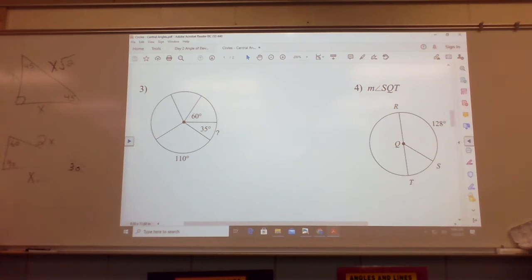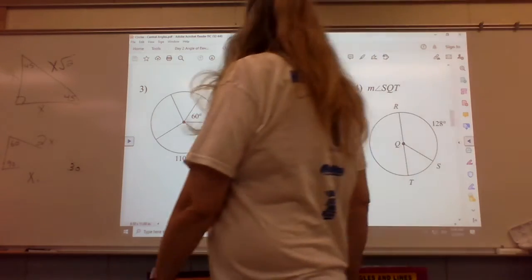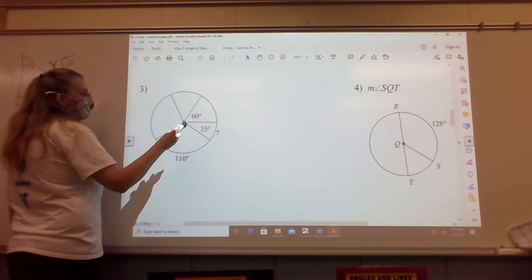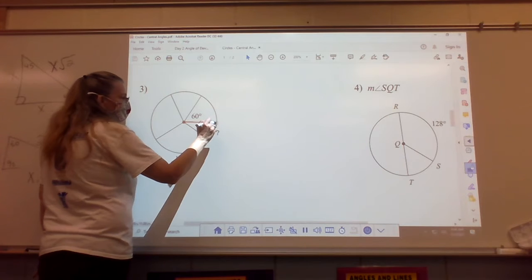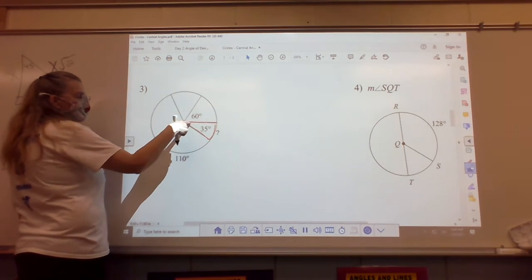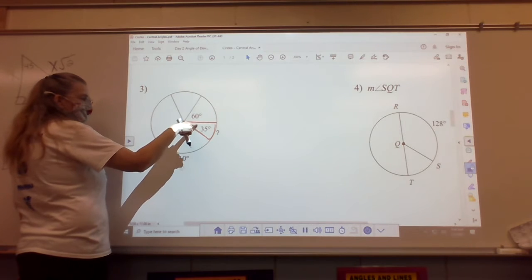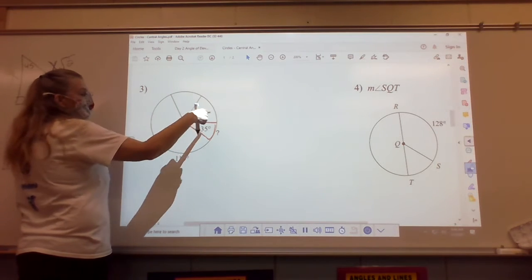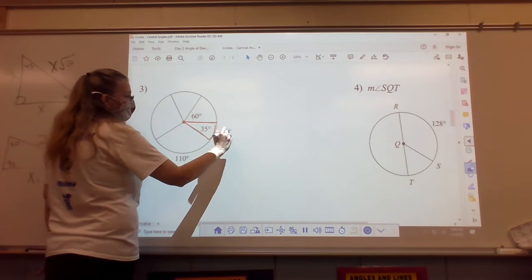Number 3, again, pretty easy. I gave you some extra numbers in here, but I'm still focusing on this piece of the pie. So this tiny little piece of the pie, the 35 is the angle. They kind of tucked it out a little bit, but it's the angle. The arc then is 35 degrees.